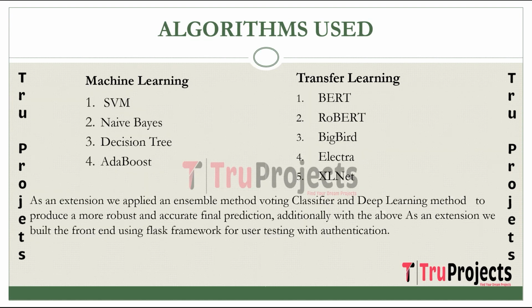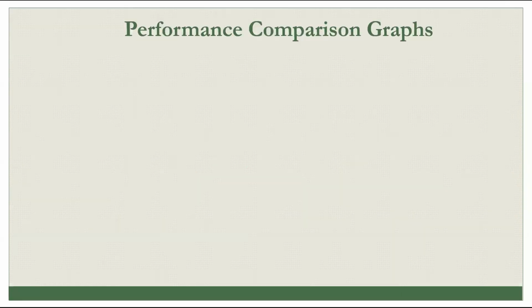As an extension, we applied an ensemble method, a voting classifier, and a deep learning method to produce a more robust and accurate final prediction. Additionally, as an extension, we built the front end using the Flask framework for user testing with authentication. We have used accuracy, precision, recall, and F1 score as the performance metrics to evaluate all the models built in the project.